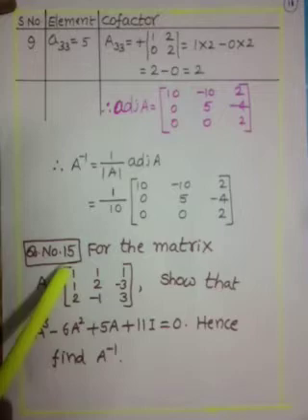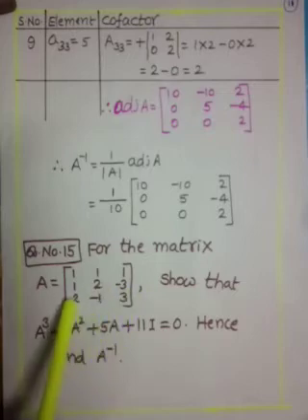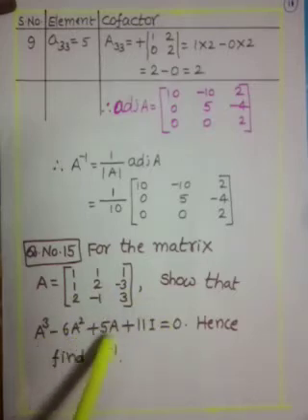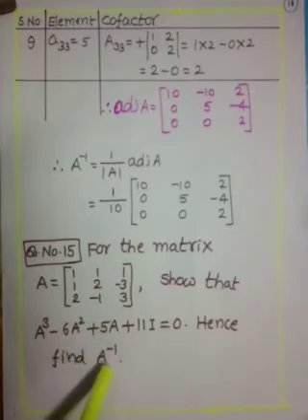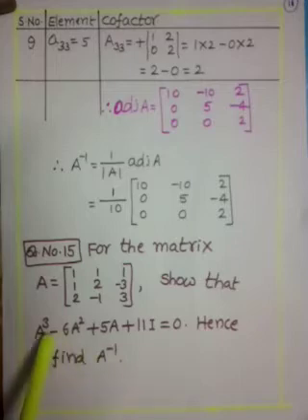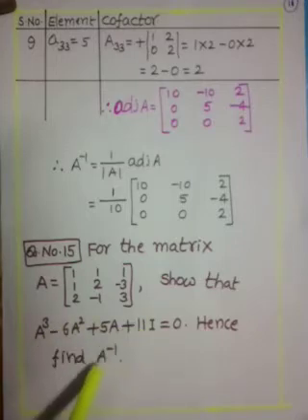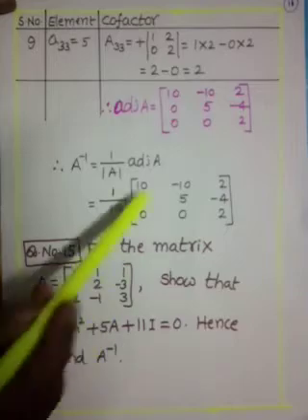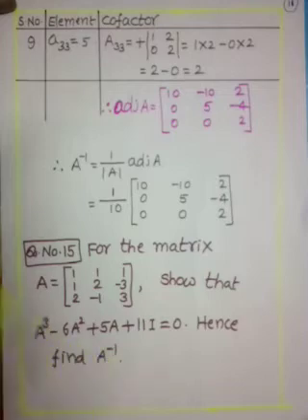Now come to question number 15. For the matrix A, matrix 1, 1, 1, 1, 2, minus 3, 2, minus 1, 3, show that A cube minus 6A square plus 5A plus 11I is equal to 0. Hence find A inverse. First we have to prove this statement. By using this statement, we have to find A inverse. Not by using this formula. From this result only, we have to find A inverse.